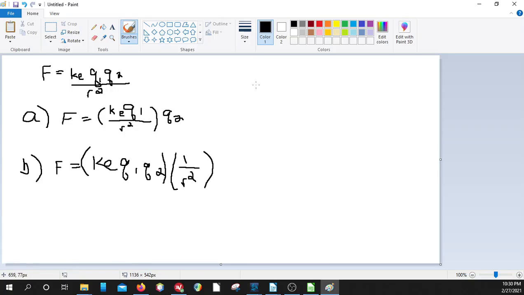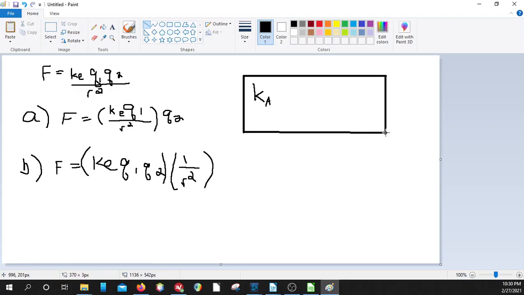But what we're going to do at the end is make a table. We're going to have K. I'll just call it K instead of KE. So, let's say KA is K from part A of the lab. Let's make a table. And of course, K has units. You want to get those out of the data as well.